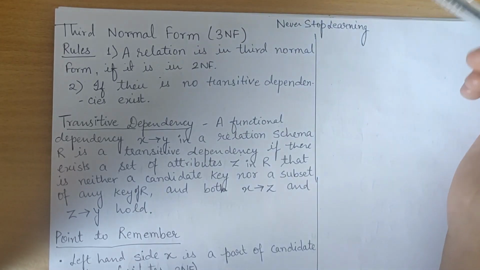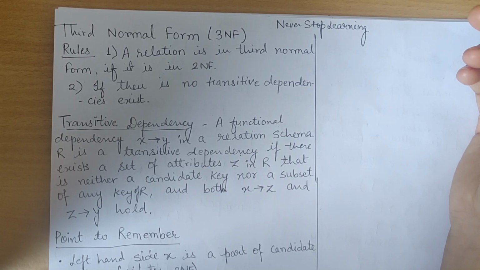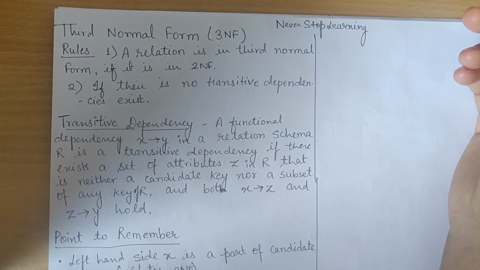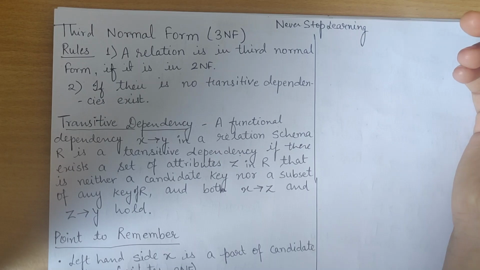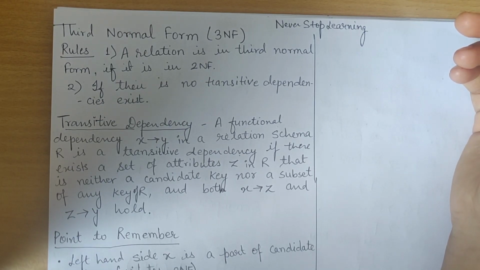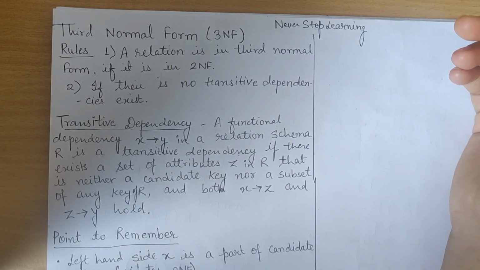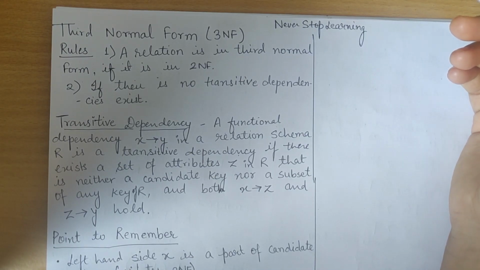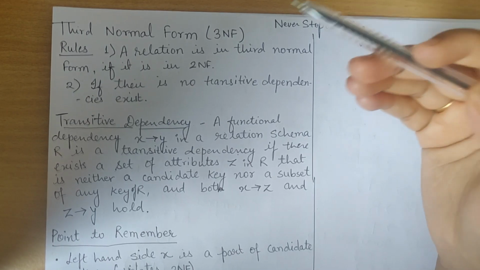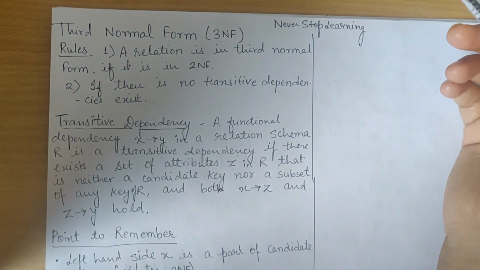A relation is in third NF, or third normal form, if it is in 2NF. That is the basic requirement. So what does it mean to be in 2NF? There should not be a non-atomic value and there should not be any case of partial dependency. Then it will be in 2NF. Another rule is, if no transitive dependency exists, we will call a relation as in third NF. Now understand what a transitive dependency is, because 3NF doesn't allow this transitive dependency.